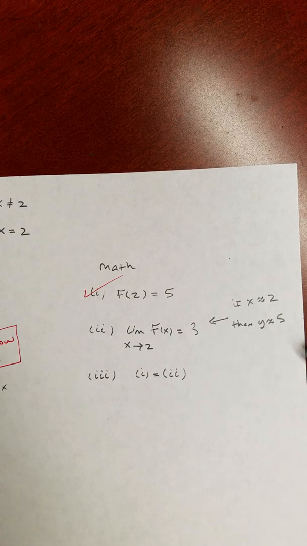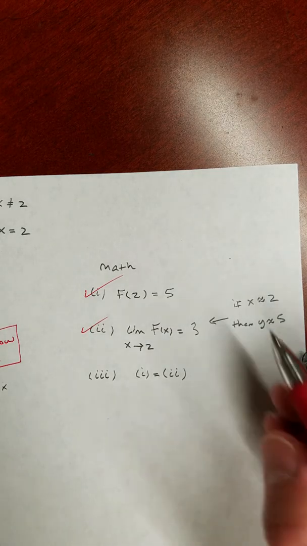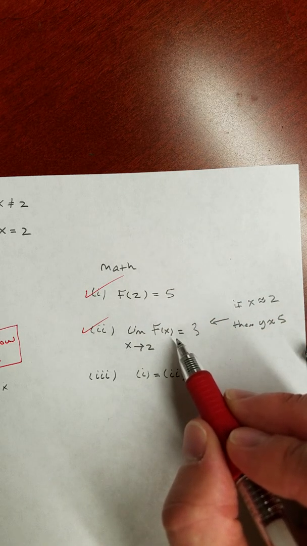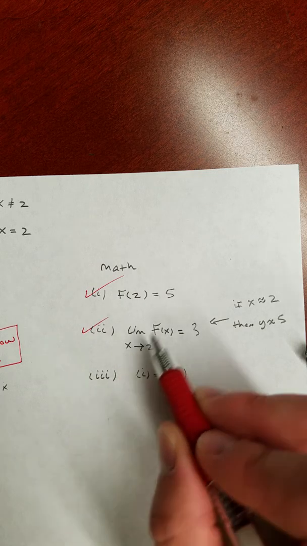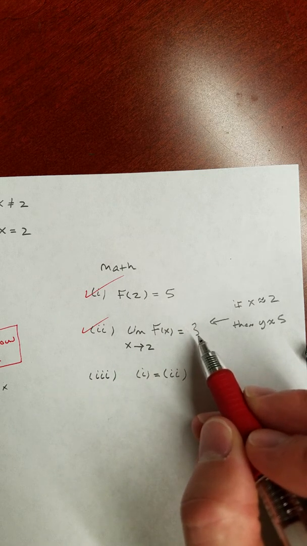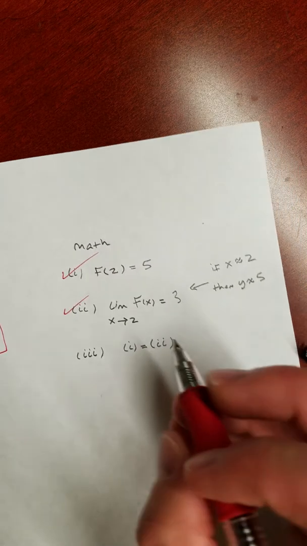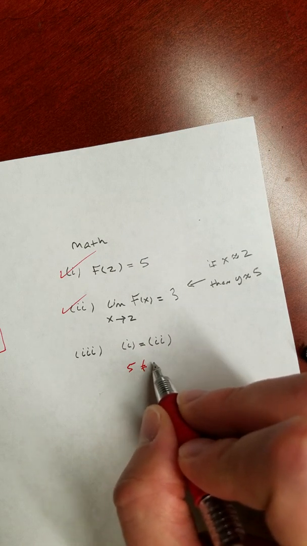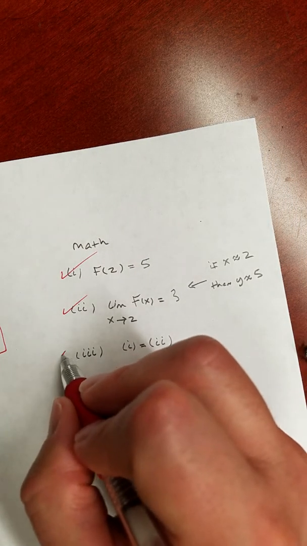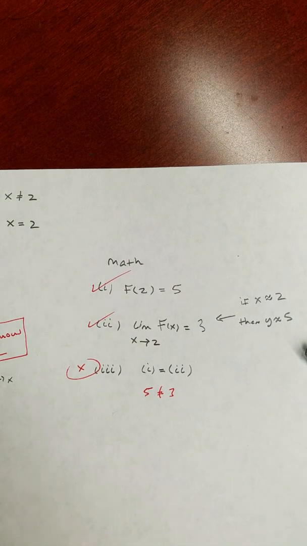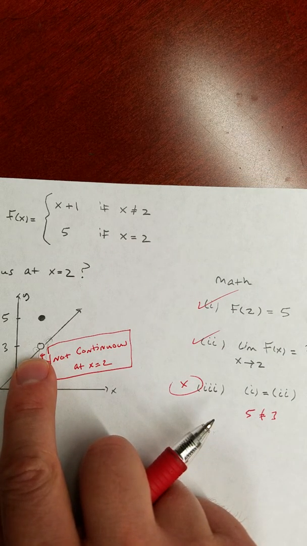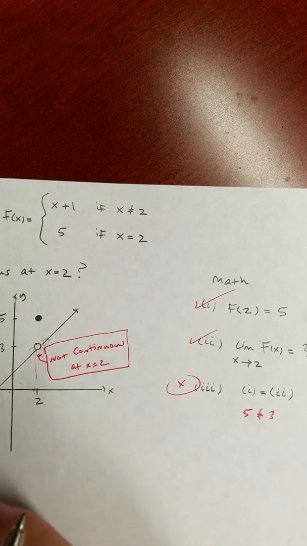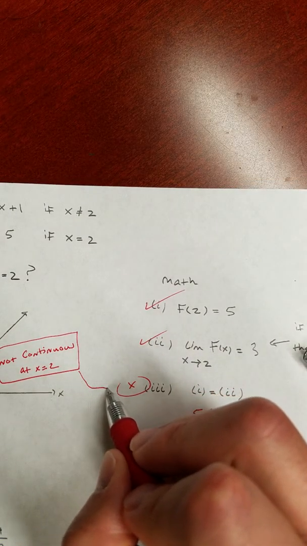All right, so it actually passed the second part. This has an answer, that has an answer. What's the third part? This answer has to be equal to that one. Well, 5 is not equal to 3. It fails the third part. I knew it was going to fail one of these because, as a matter of fact, it's not continuous at 2. It's going to fail one of the parts, but it turned out it was the very last one.